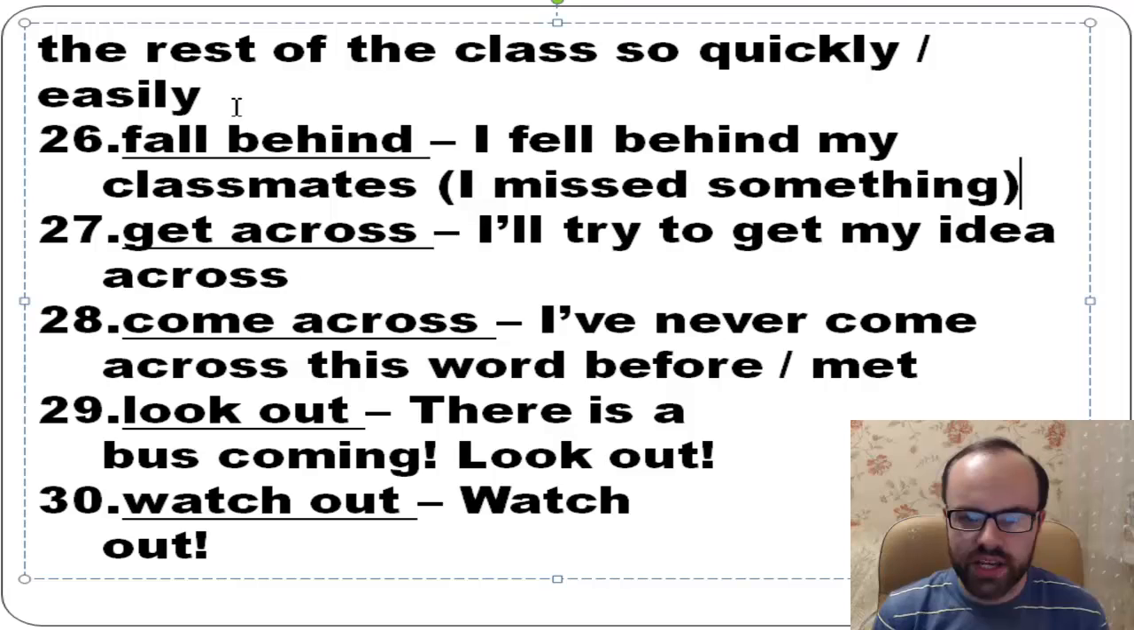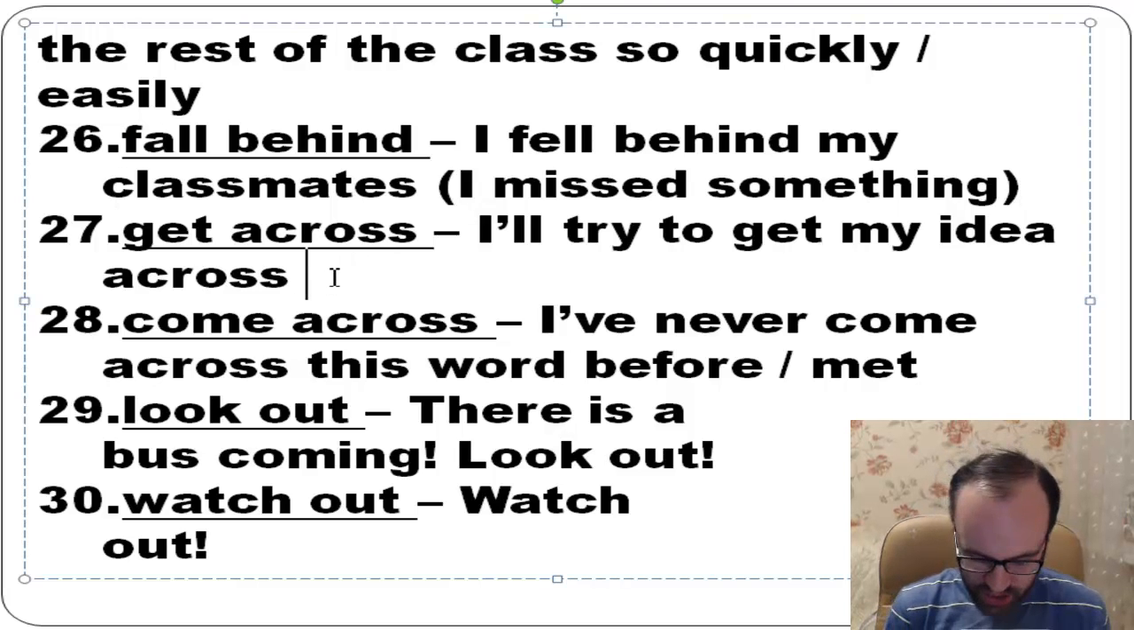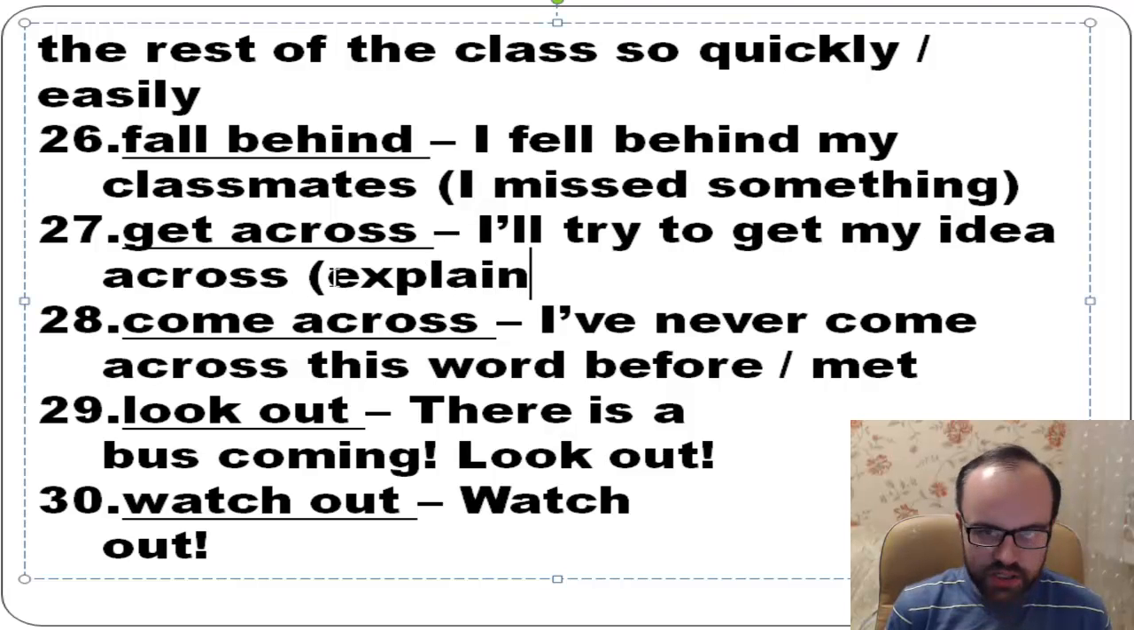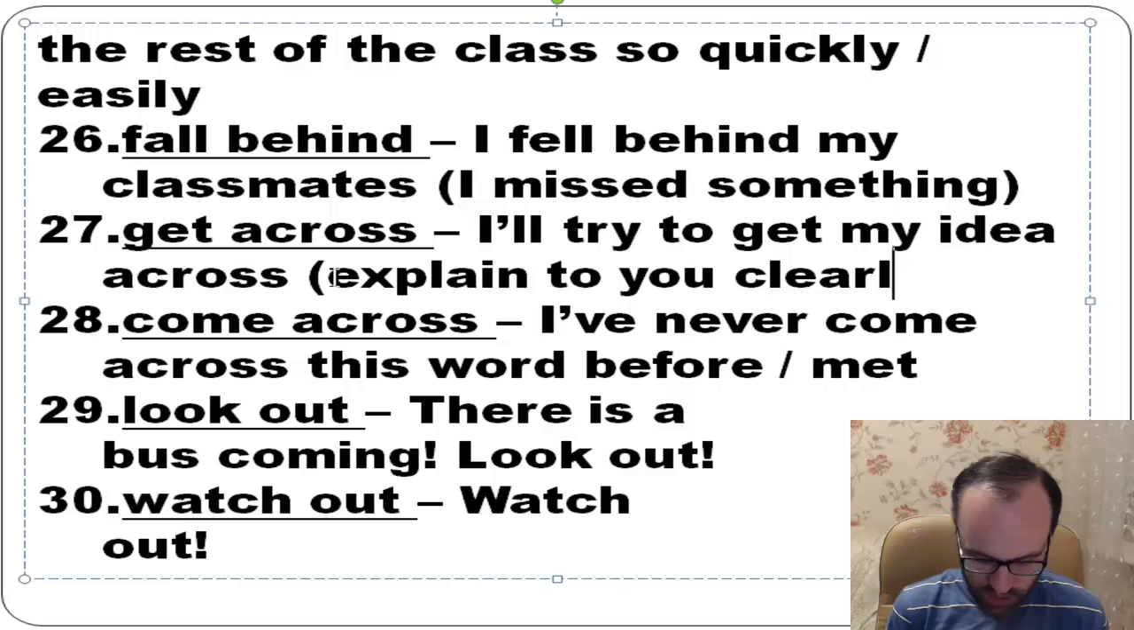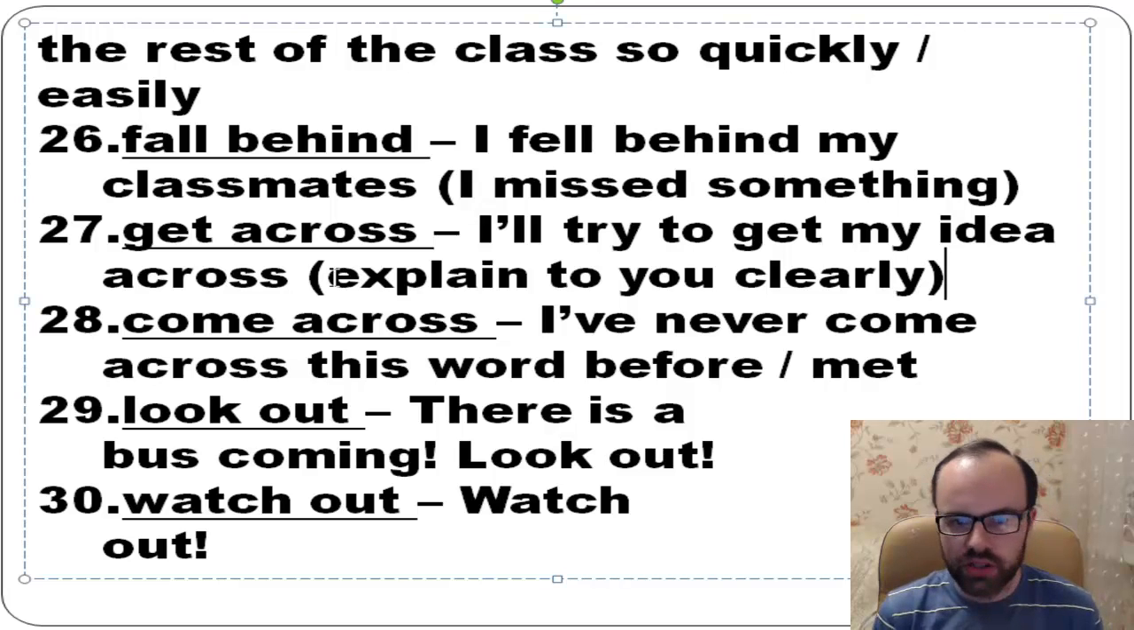Okay, next, get across. I'll try to get my idea across. It means I'll try to explain it to you clearly, so I'll try to make you understand this idea. Come across means meet. I've never come across this word before, or I've never met this word before.